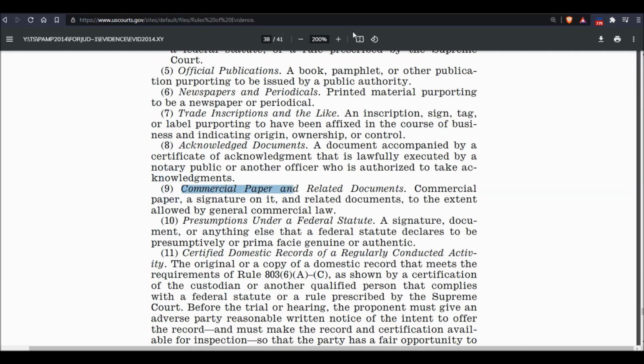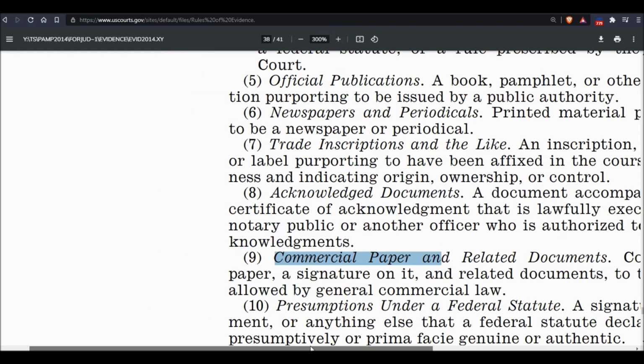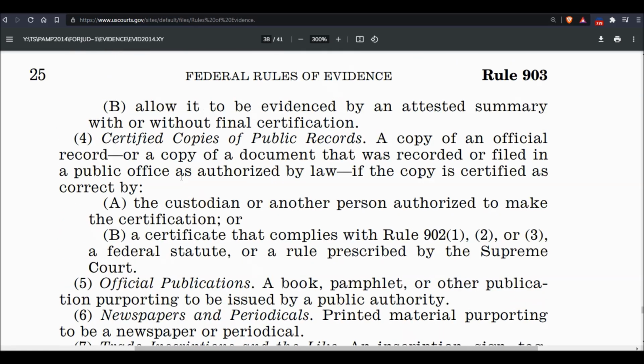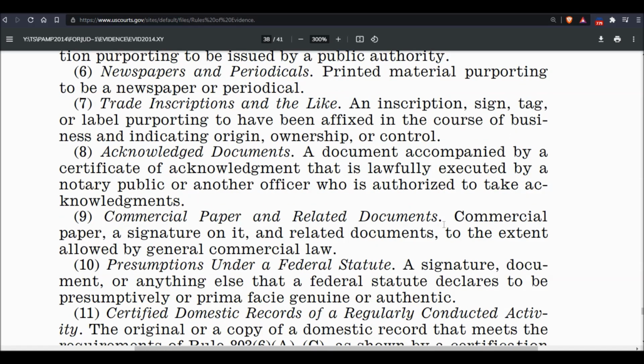Commercial papers. Listen to this. Whoever it is that's been telling you to authenticate and they're not telling you this, they're leading you astray. Now get back in the straight path. Commercial paper and related documents. Commercial paper, a signature on it, and a related document. Remember I told you an allonge existed? They have an allonge in it.